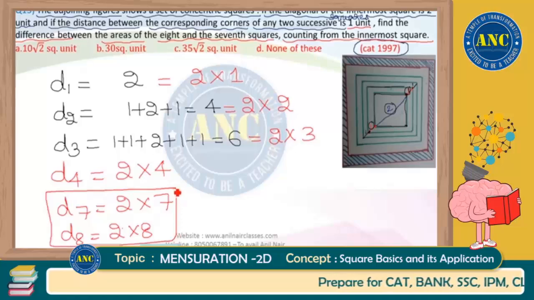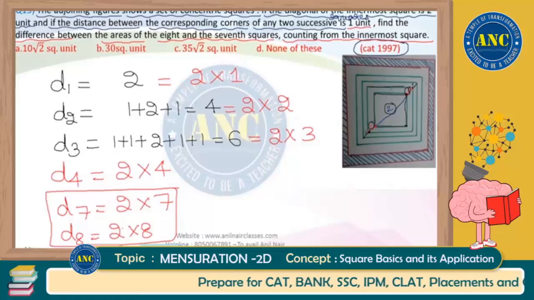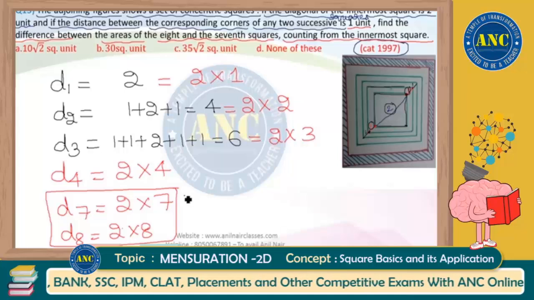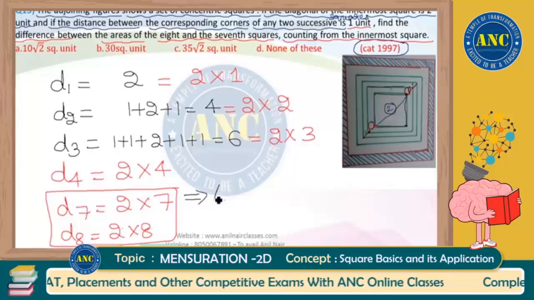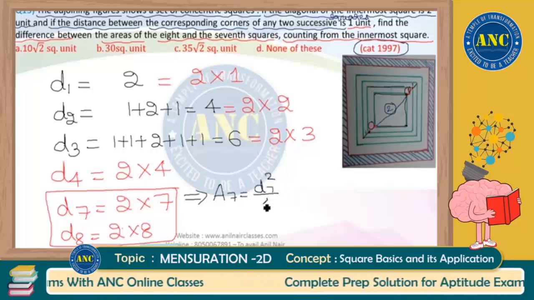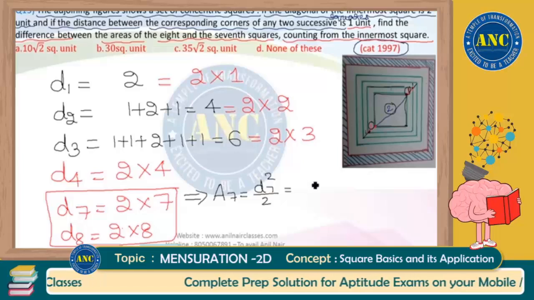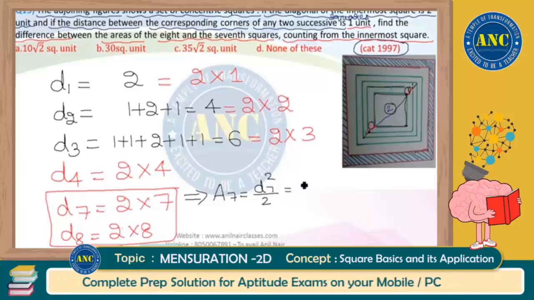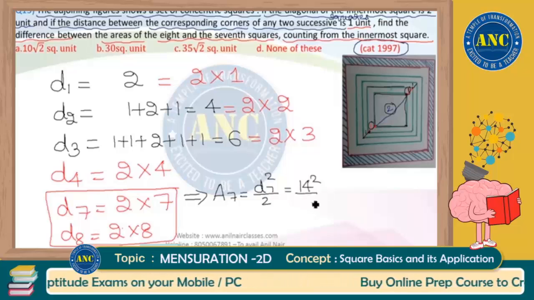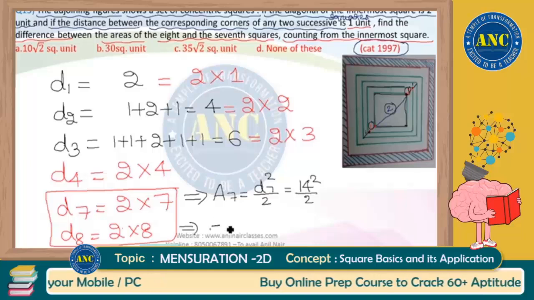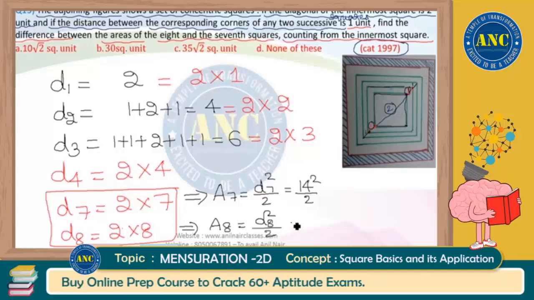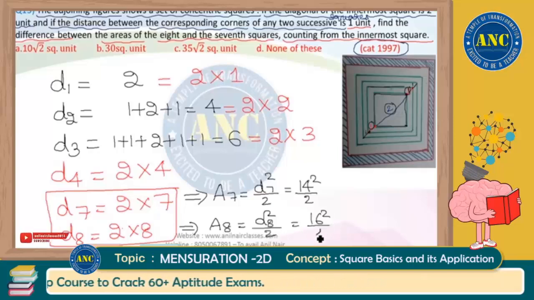Question says, you need to find the difference between the areas of the 7th and 8th squares, not the difference of diagonals. So the area of the 7th square is nothing but diagonal 7 squared divided by 2. That means 14 squared divided by 2, 196 divided by 2, or let me write it as 14 squared by 2 itself. Similarly, the area of the 8th square is nothing but diagonal 8 squared by 2. That means it is 16 squared divided by 2.